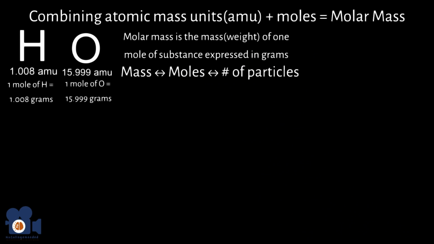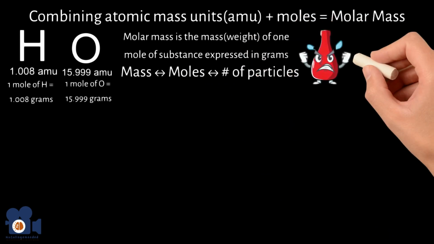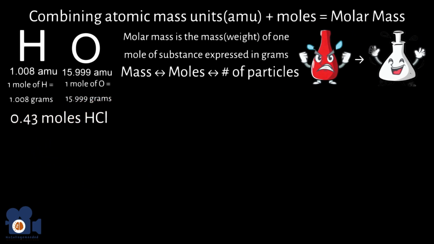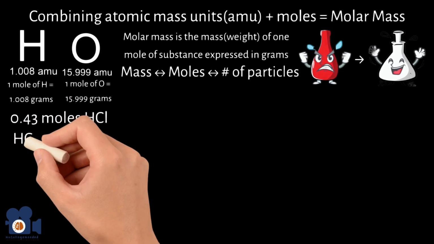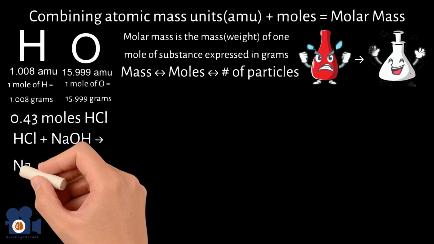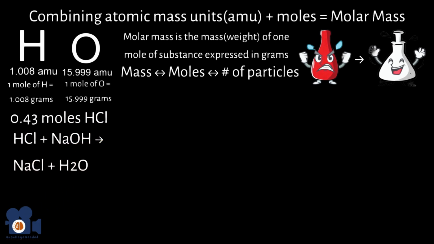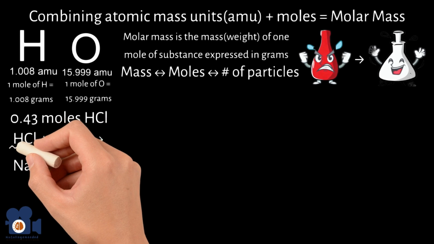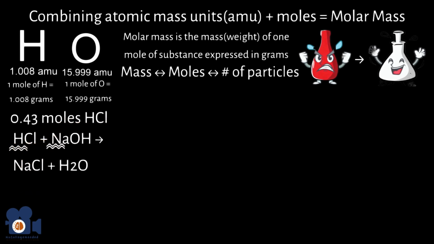This leads us into interconverting mass, moles, and number of particles, which is fundamental to many areas in chemistry. For example, let's say you have an acidic solution that you want to neutralize. You know that you have 0.43 moles of hydrochloric acid, HCl, in that solution, and you want to know how much sodium hydroxide to add. The equation is HCl plus NaOH going to NaCl plus H2O. First, you notice that it's a 1-to-1 chemical reaction, meaning that 1 molecule of NaOH is needed to react with 1 molecule of HCl.